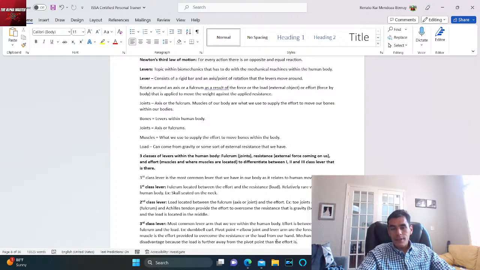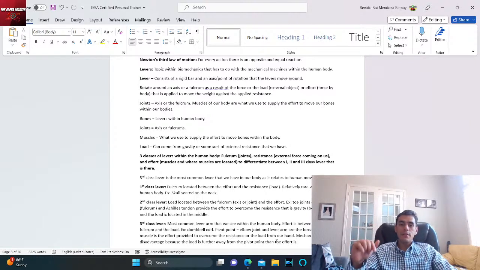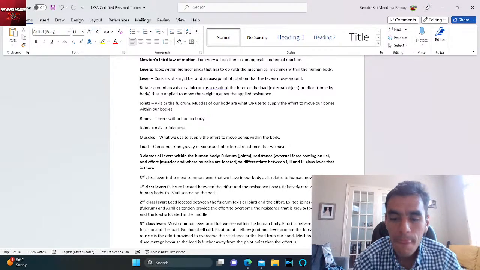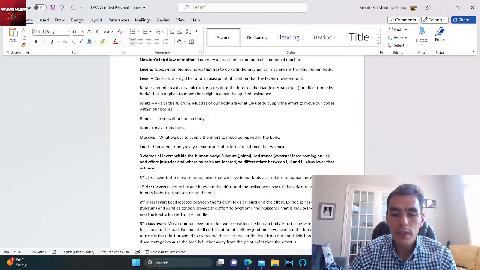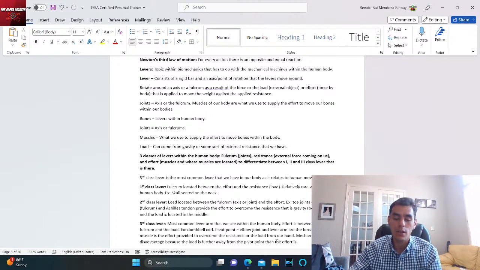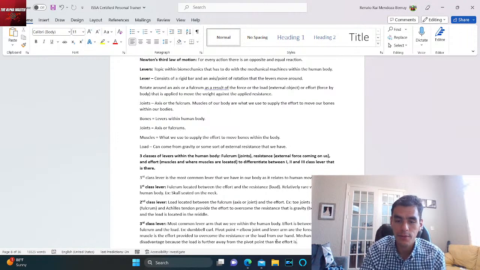Now, there is a mechanical disadvantage because the load is further away from the pivot point than the effort is. And it's true.